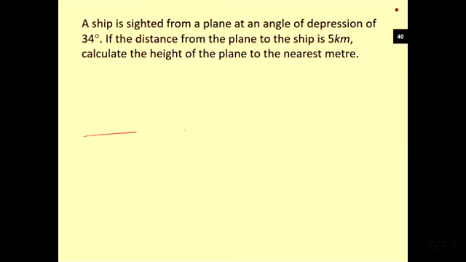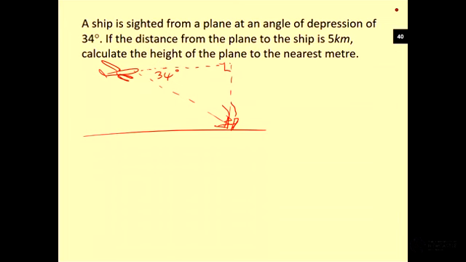Okay. Here's a ship. Here's a plane. Here's the plane looking straight ahead, and here's the plane looking down at the ship. 34 degrees angle of depression. So this can be my triangle. Doesn't matter whether it's upside down or right way up. What else do I know?